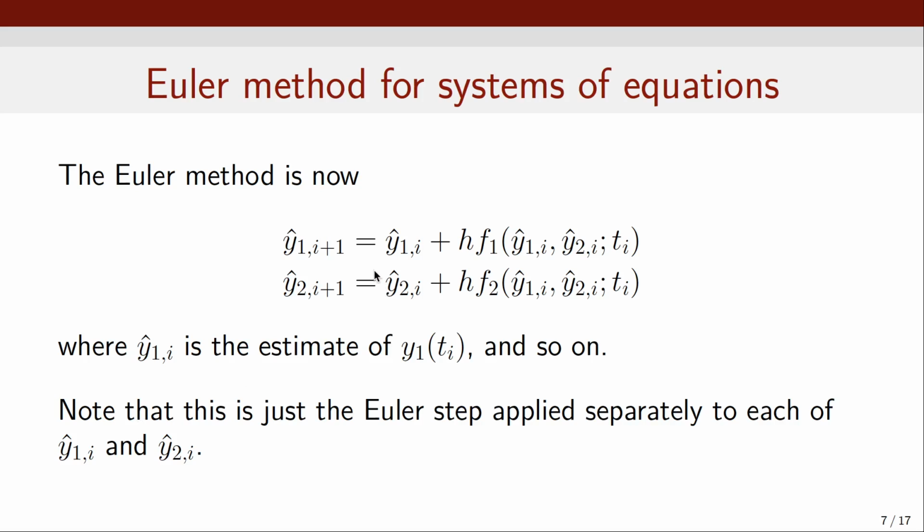So the Euler method will involve calculating the slope for each of those variables. So that's the first component of the vector y at time i plus 1, and that would be equal to y1,i plus h, the time interval, times the slope f1. And then the same for the second component of the vector y: it will be the previous value plus the time interval times the slope.